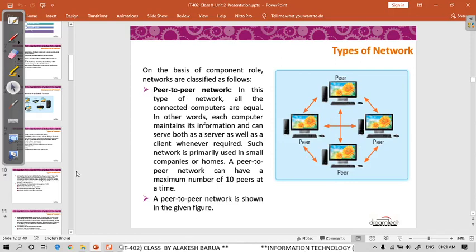Figure given here. See here carefully. You might have to draw it. You don't know what will come. You are giving board examinations.